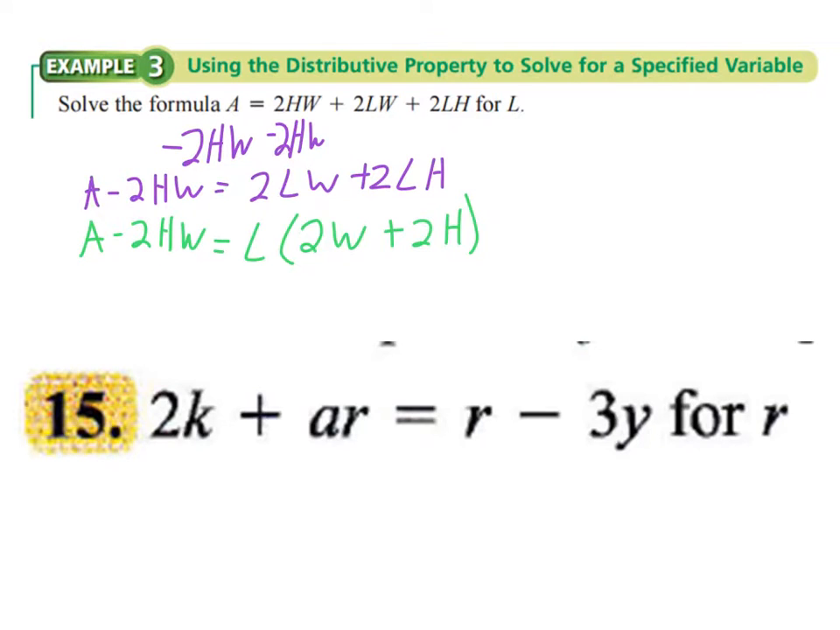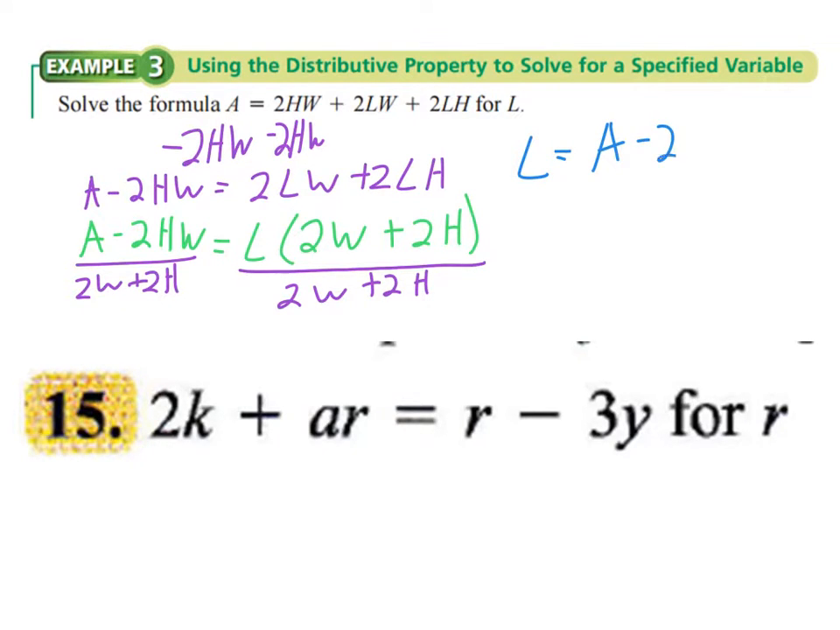Now we have L being multiplied by that sum of 2w plus 2h. So all we have to do to get the L by itself is divide by 2w plus 2h. And so our formula ends up getting L by itself. That's equal to a minus 2hw over 2w plus 2h. Now I want to go over this for a second. This is what our answer is going to look like.